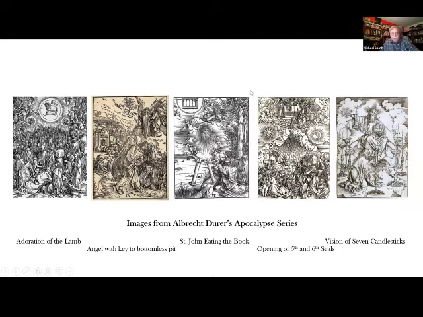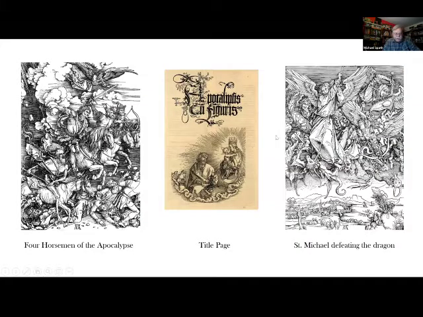In the vision of the seven candlesticks that you have in your book, and it's on the right-hand side of the screen here, every candelabrum is different, mimicking the work of goldsmiths in Dürer's Nuremberg and Augsburg. The angel tells St. John to ingest the book, and Dürer's Apocalypse shows St. John actually cramming the pages into his mouth. The fourth horseman of the Apocalypse is no longer a childlike fantasy of a smiling skeleton, as in earlier Bible woodcuts, but a perfectly believable, emaciated man.